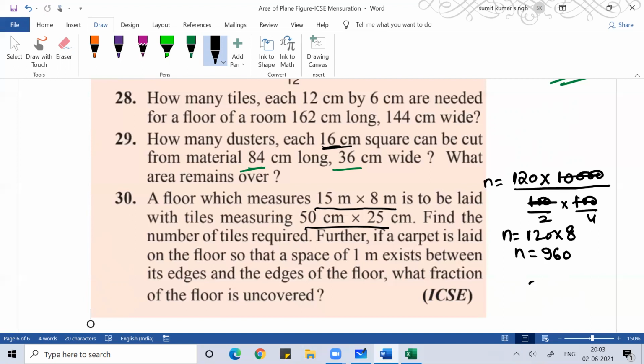फिर क्या लिखा है further, if the carpet is to be laid on a floor so that the space of 1 meter exists between the edges of the floor.